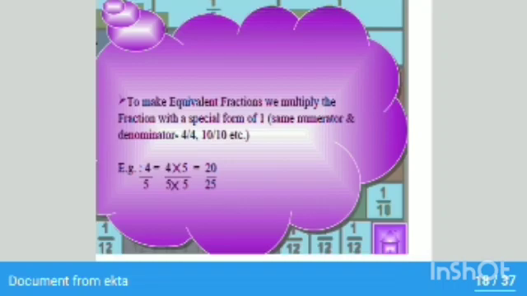In such a way, you can find out many equivalent fractions of 4 upon 5, multiplying by 2, then 3, then 4. In such a way, you can get many equivalent fractions.